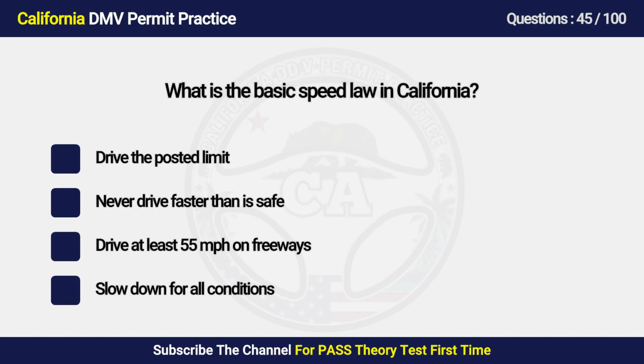Question 45. What is the basic speed law in California? A. Drive the posted limit. B. Never drive faster than is safe. C. Drive at least 55 on freeways. D. Slow down for all conditions.